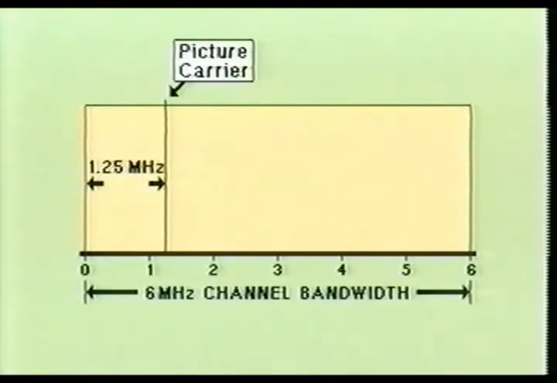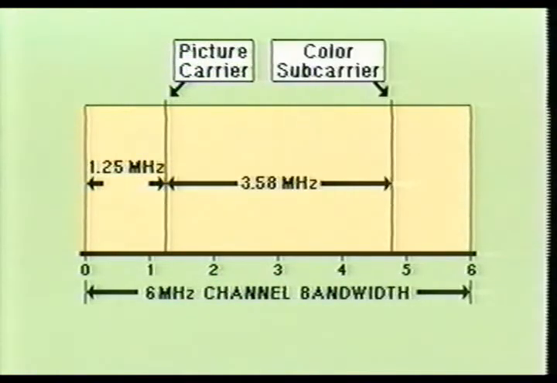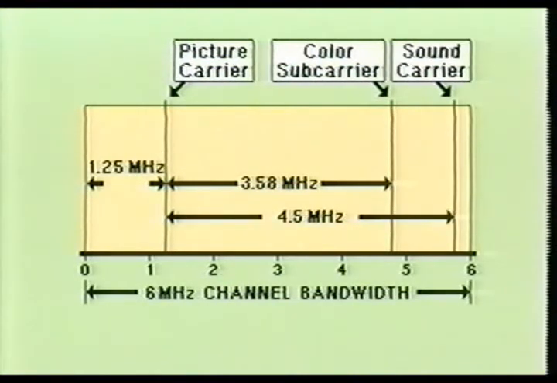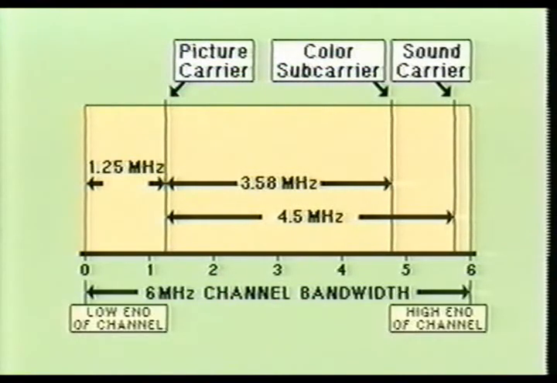Each 6 MHz channel has a picture carrier located at 1.25 MHz above the low-frequency edge of the channel bandwidth. The color subcarrier is located at 3.58 MHz above the picture carrier, and the sound carrier is located at 4.5 MHz above the picture carrier. This places the sound carrier very close to the high-frequency edge of the channel bandwidth. This division of bandwidth is an industry standard for all television channels.